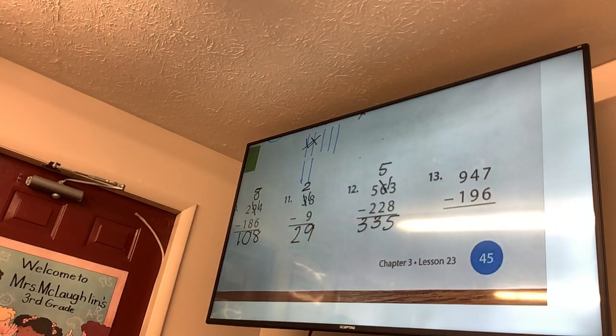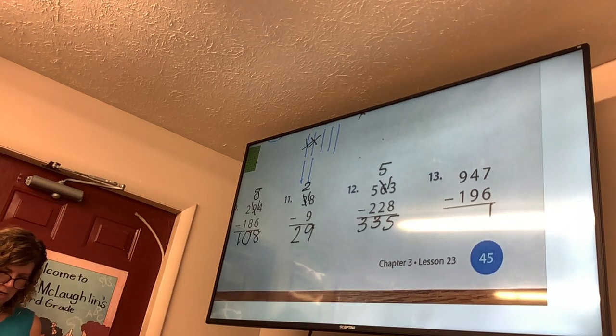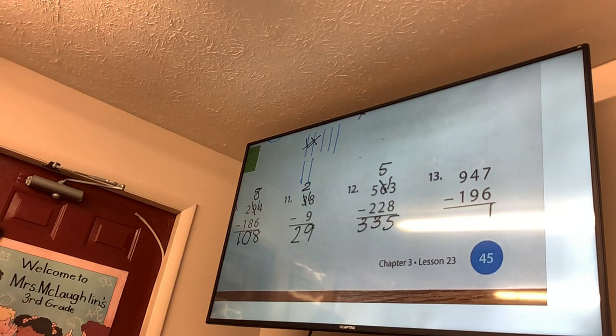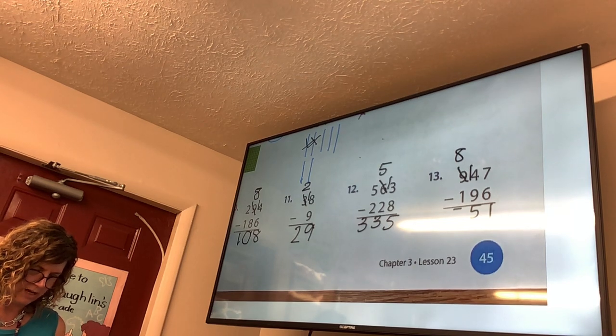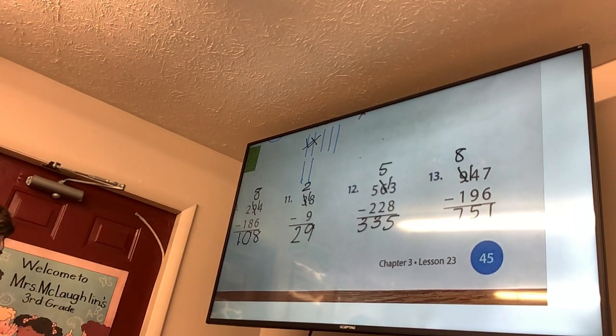So start with 7 minus 6. 1. Yes, just 1. 4 minus 9? Can't do it. So go to the hundreds. The 900s becomes? 8. And that 100 becomes 10. So now you have? 14. 14 tens instead of just 4. 14 minus 9? 5. And 8 minus 1? 7. Answer? 751.